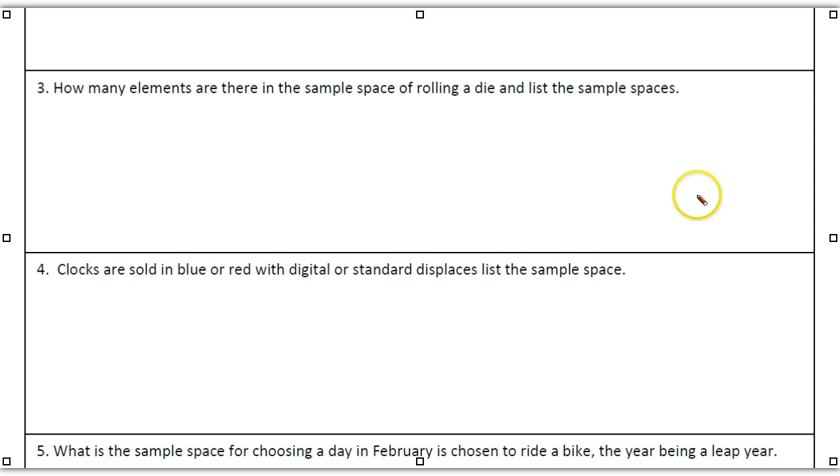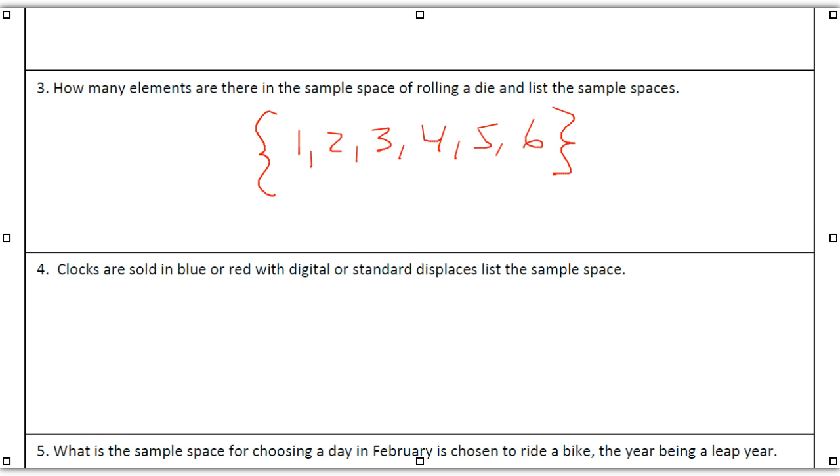In number 3, we're looking for how many elements are there in the sample space of rolling a die. Well, this one's easy. 1, 2, 3, 4, 5, 6, there are 6 sides.